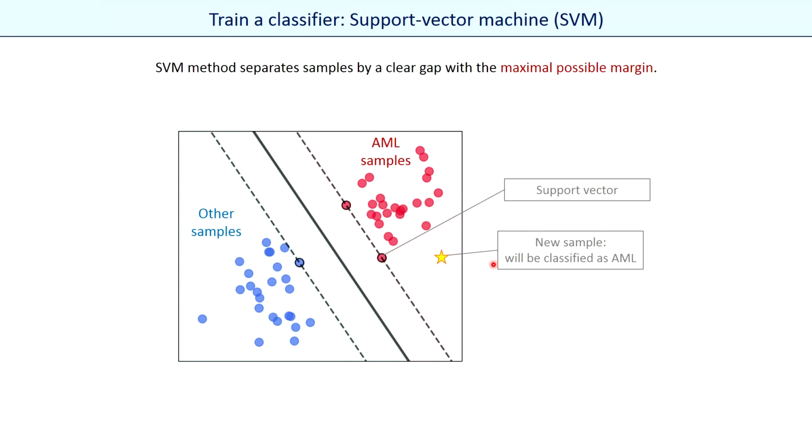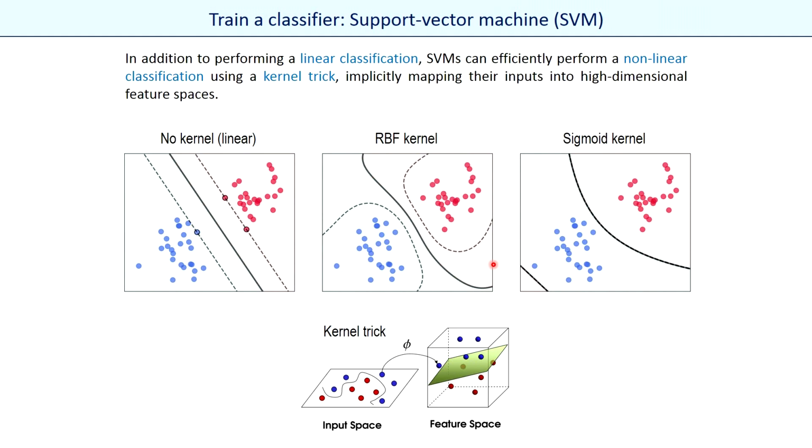The results obtained with the linear SVM method for our leukemia dataset are very similar to those of the logistic regression, so I don't show these results here. It's more interesting for us to try a non-linear version of the SVM method to see if we can improve the prediction. The SVM method can perform a non-linear classification if we use a kernel trick. It's a modified version of the method.